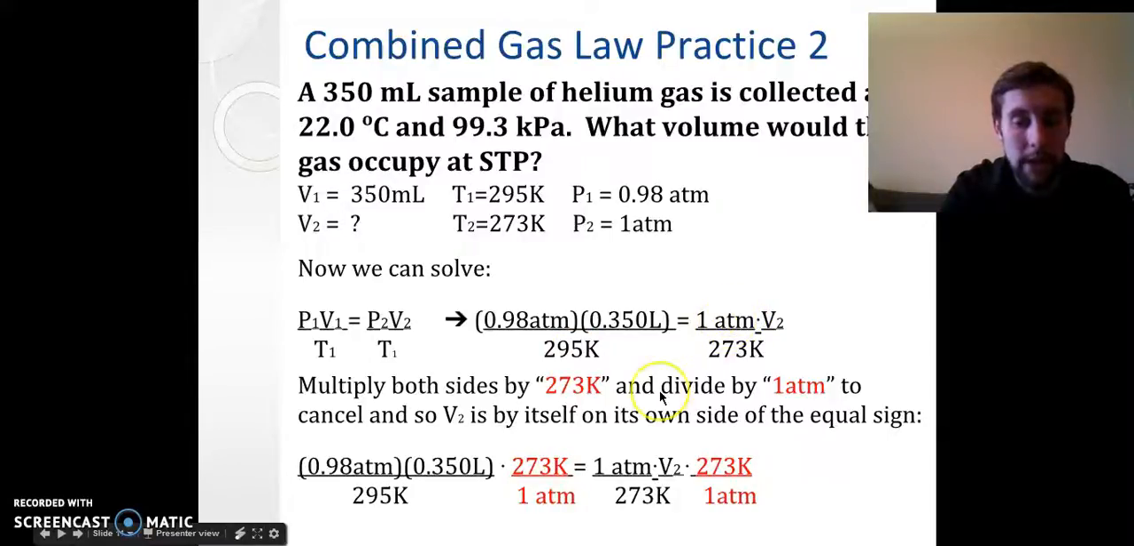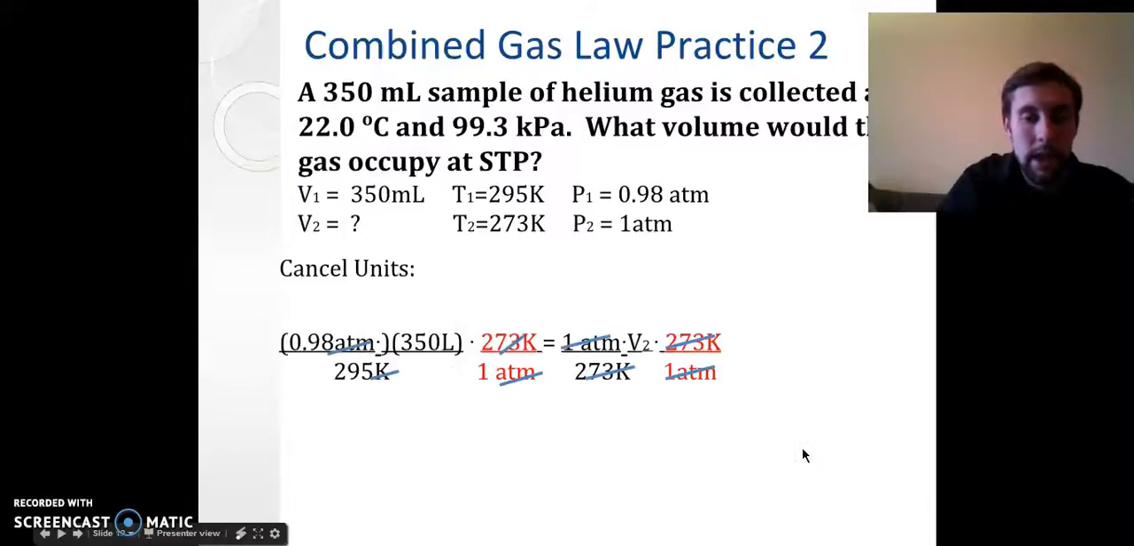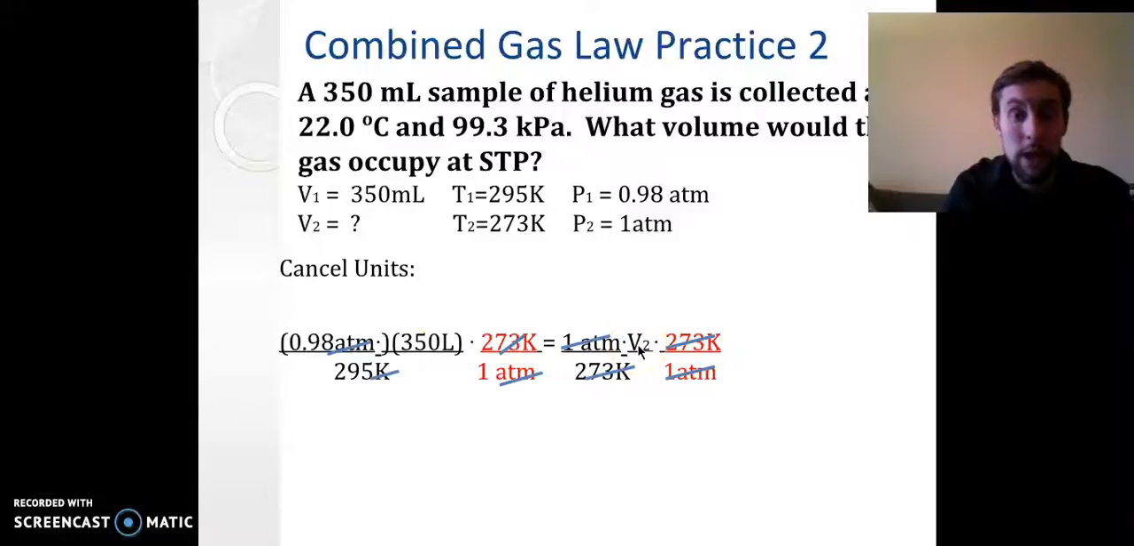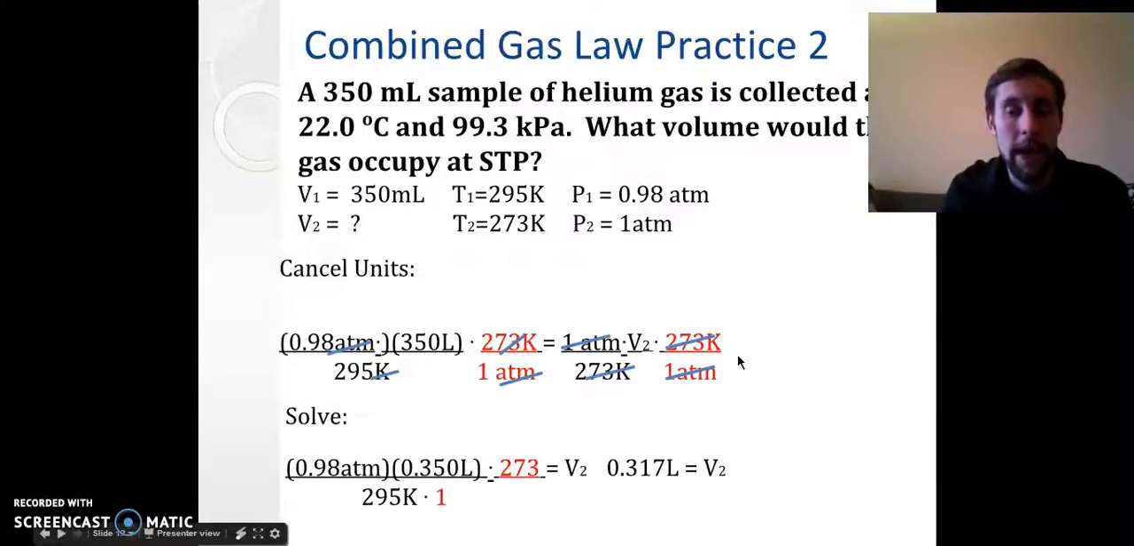Our units should cancel out like that. Take a look, make sure you can see those being canceled out. And then we're left with just liters on this side for a unit, and just volume 2, which should make sense, right? Volume 2 should be a volume unit. Liters is a volume unit. That's what we want. When we do the math, we get 0.317 liters as our volume.